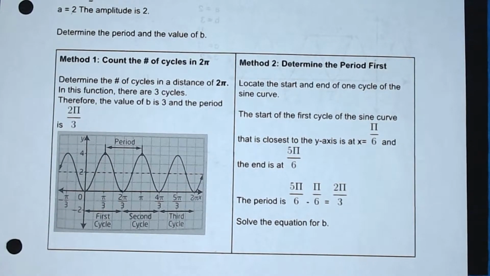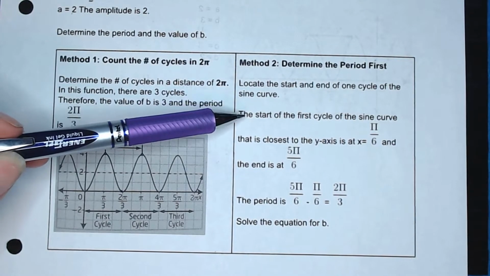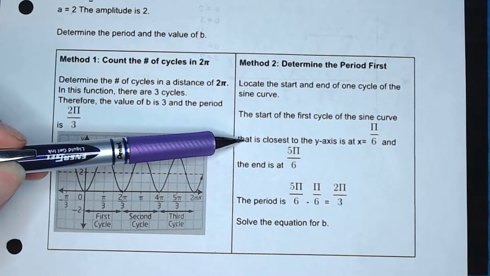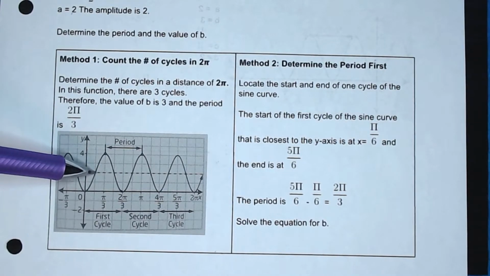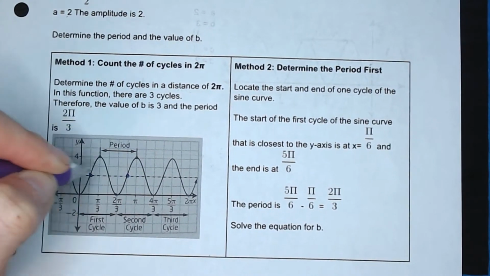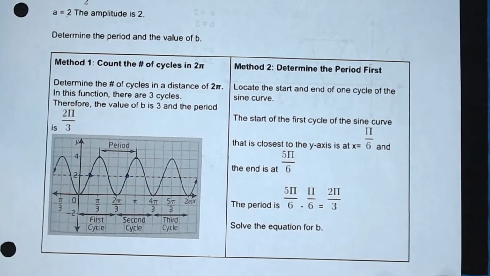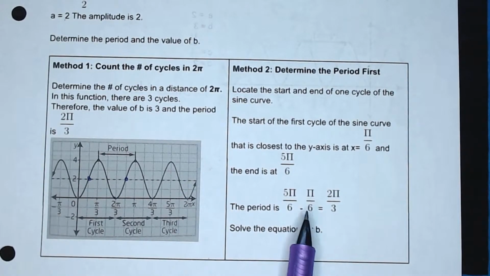In method 2, this is where you do it mathematically. What you want to do is locate the start and end of one cycle of the sine curve. The start of the first cycle of the sine curve that is closest to the y-axis is at x equals pi over 6, here. And the end is at 5 pi over 6. So here's our start, and here's our end. Okay? So the period becomes 5 pi over 6 minus pi over 6, which is 4 pi over 6, or 2 pi over 3.